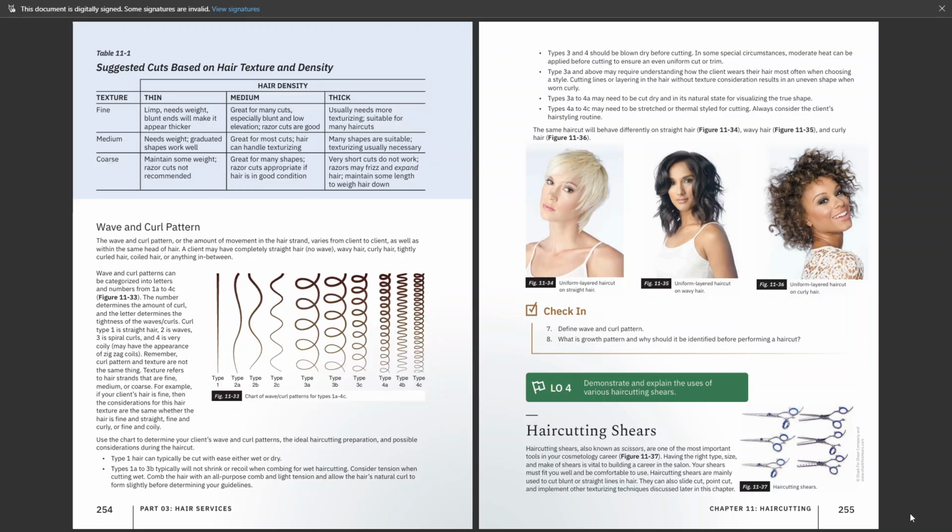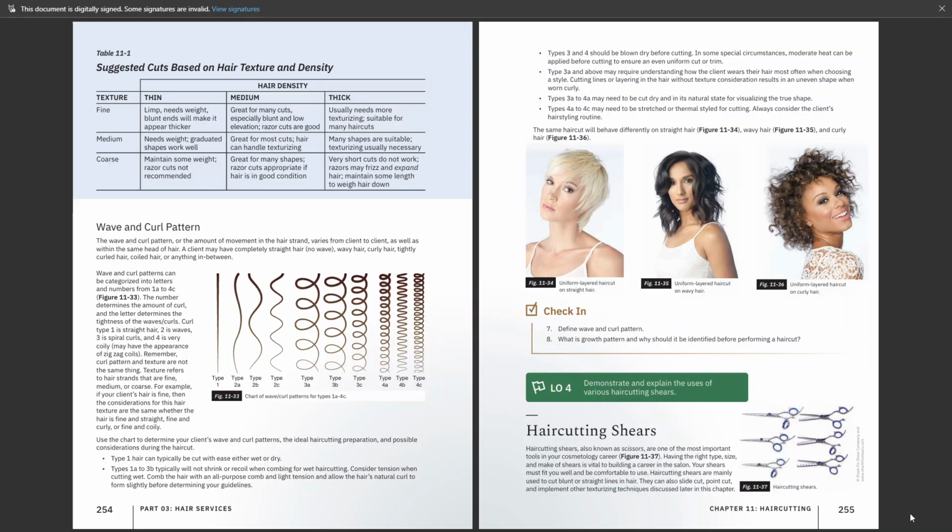Remember, curl pattern and texture are not the same thing. Texture refers to hair strands that are fine, medium, or coarse. For example, if your client's hair is fine, then the considerations for this hair texture are the same whether the hair is fine and straight, fine and curly, or fine and coily. Use the chart to determine your client's wave and curl pattern, the ideal hair cutting preparation, and possible considerations during the haircut.